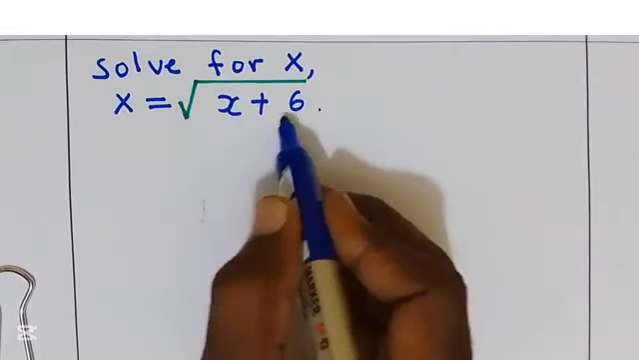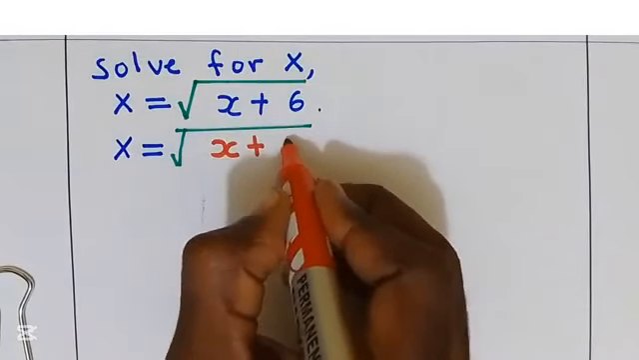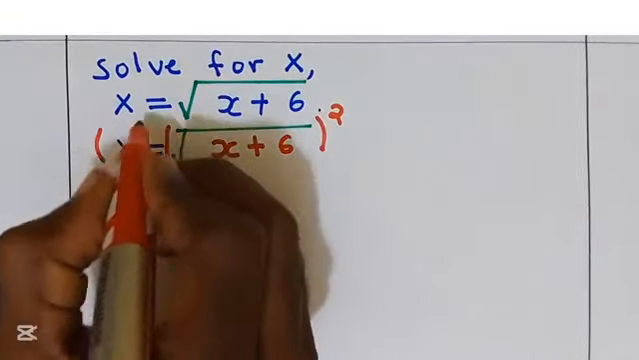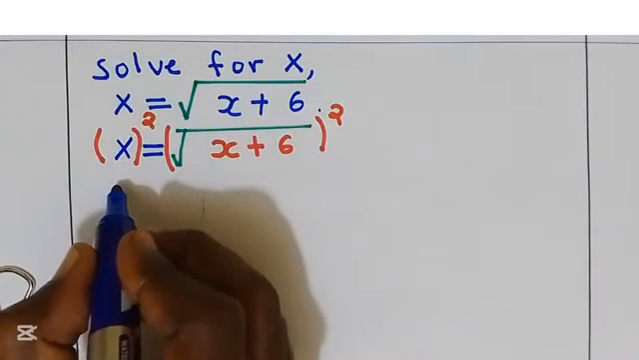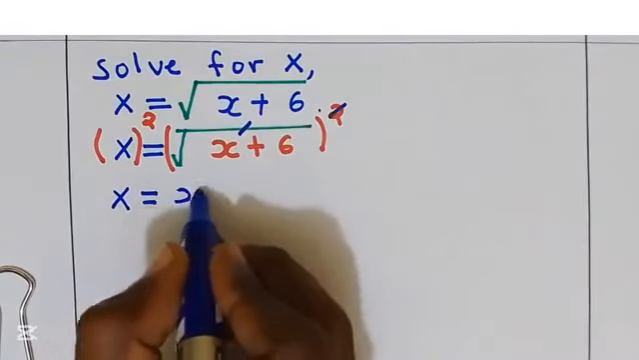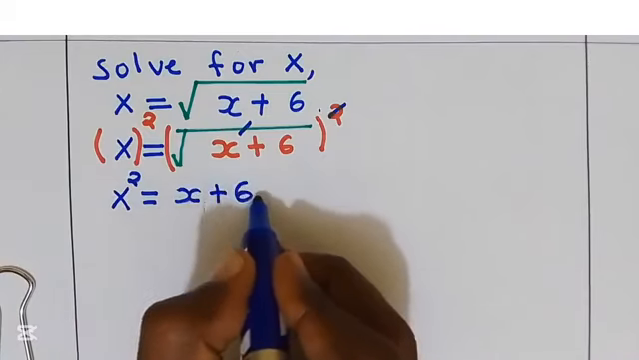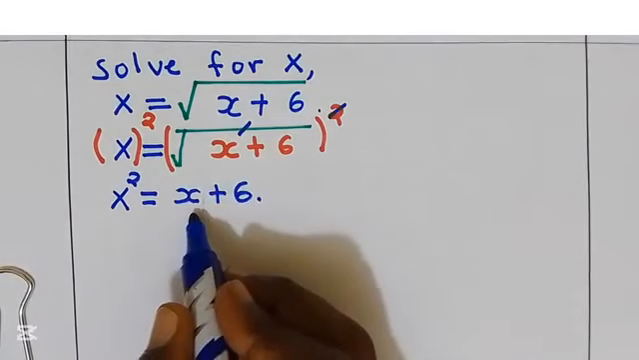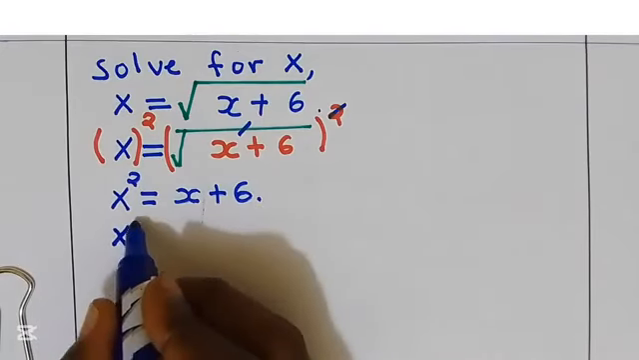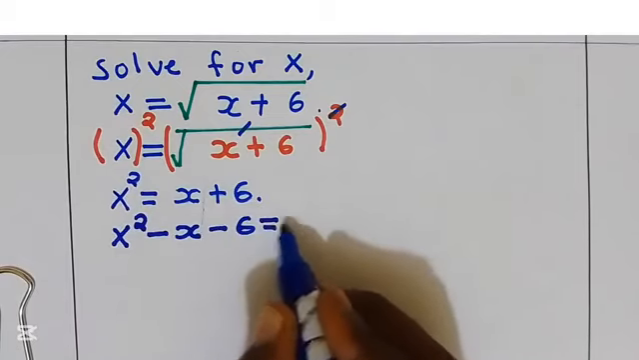We'll start by squaring both sides. We are going to square both sides. This will give us x squared is equal to x plus 6. I will bring x and 6 to the left hand side, and then I'll equate equal to 0. x squared minus x minus 6, this is equal to 0.